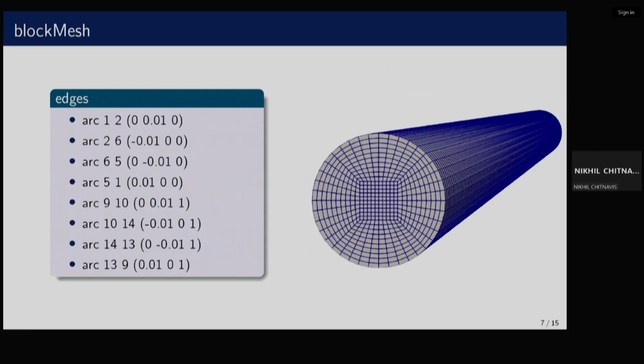For this edge, we will define the arc. So 1, 2, 2, 6, 6, 5, and 5, 1 are the edges at the inlet section, and the latter 4 will be the edges at the outlet section. Define the point, and based on that, it will create an arc around those edges. You can see after defining these edges, this kind of mesh is obtained.